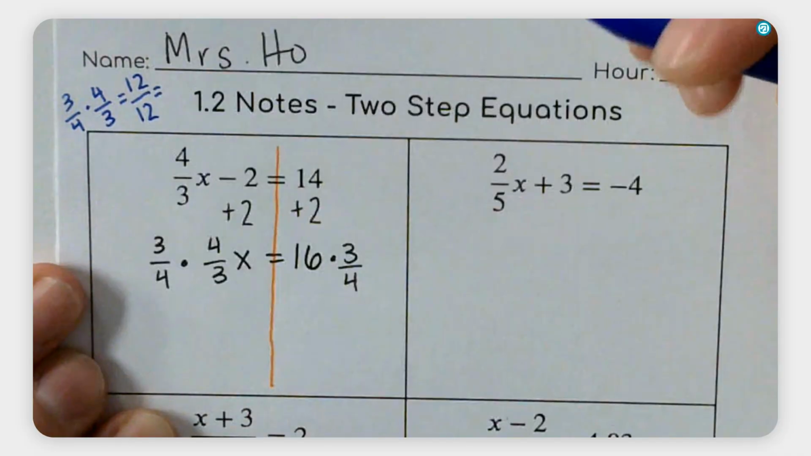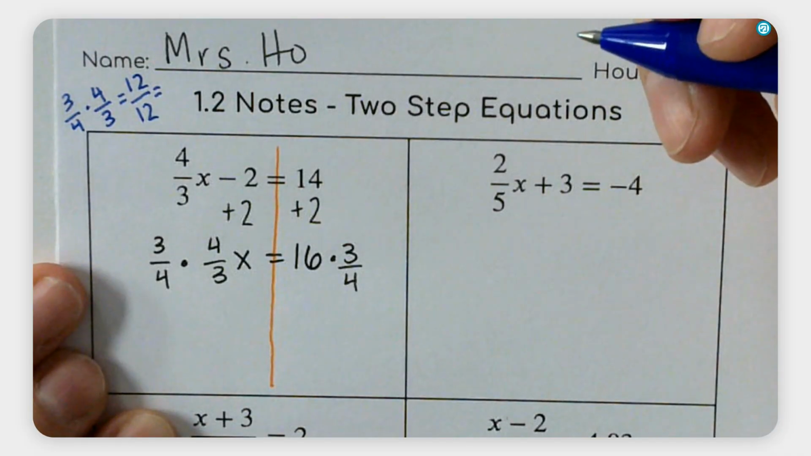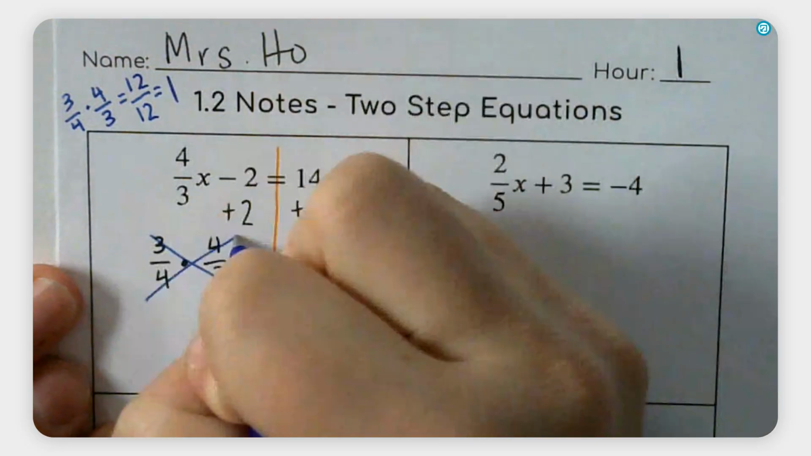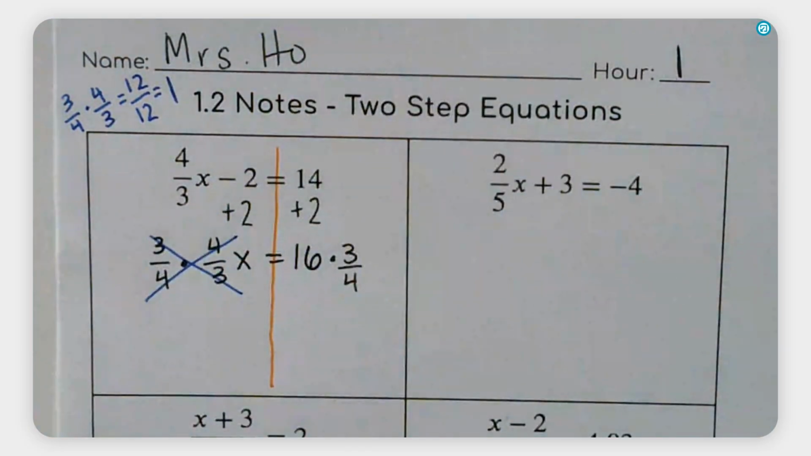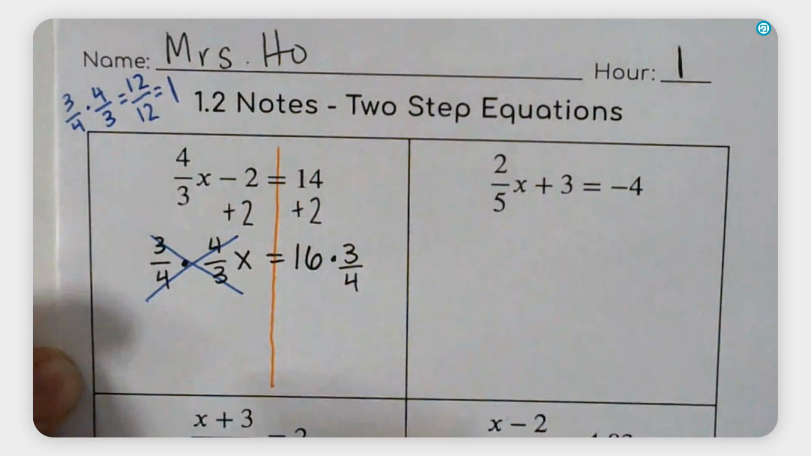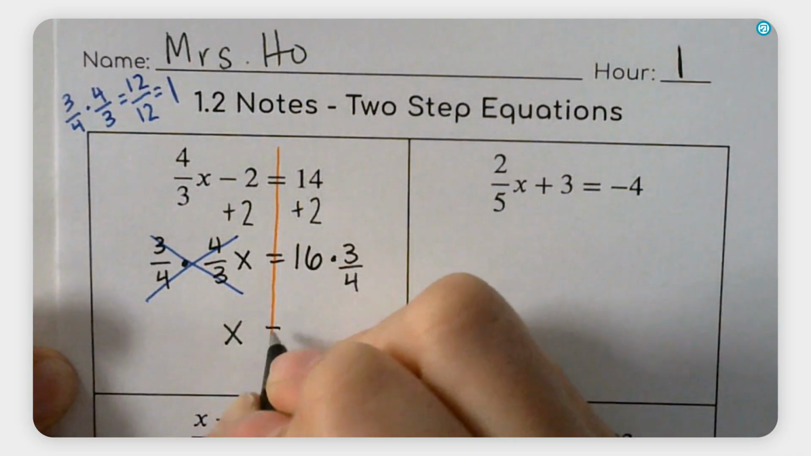Okay, to get rid of that 2/5, we are going to multiply both sides of our equation by 5/2. 5/2 times 2/5 is also 1. So on the left side of my equation, I just have x now. On the right side of my equation, I have -7 times 5, which is -35/2.